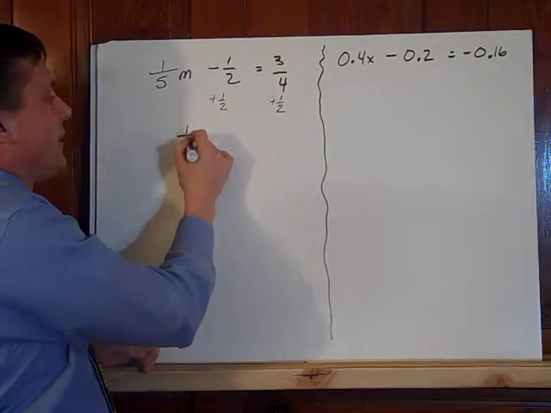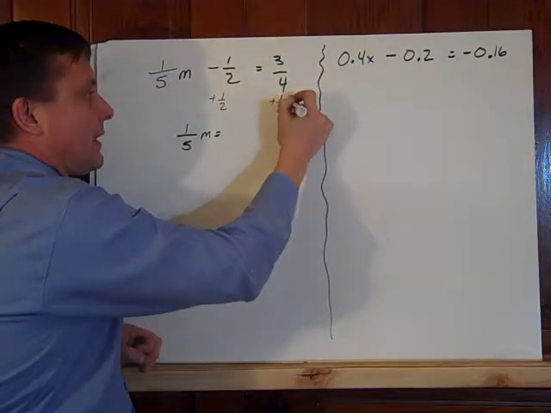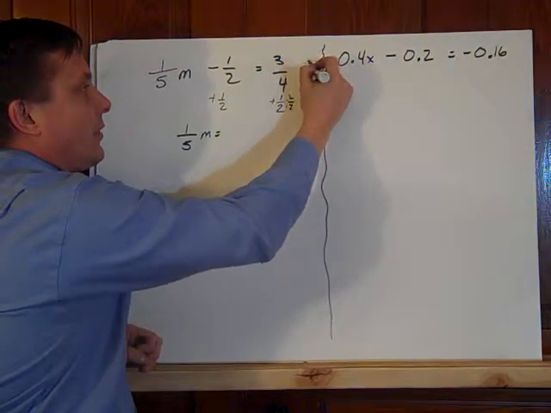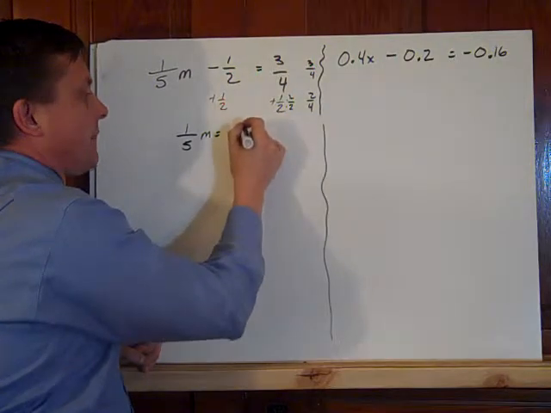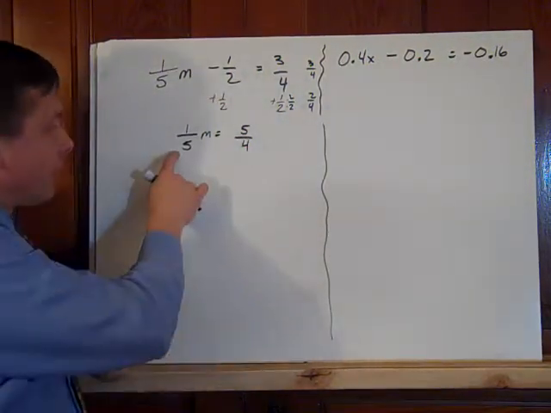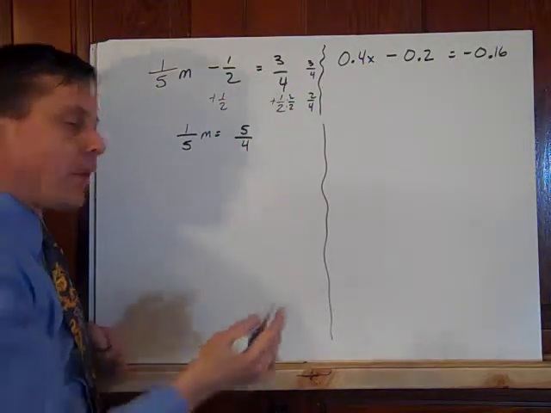I'm going to get 1/5 m equals. Now, I've got to get a like denominator, so I'm going to write this as 2/4 and 3/4 and add those, and I'm going to get 5/4. Now I have two operations here. I have 1/5 times m equals 5/4.